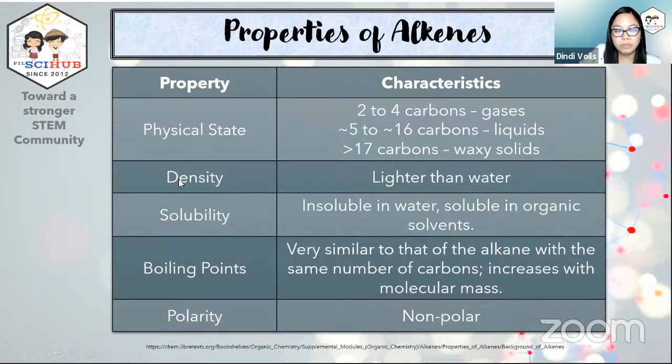And then, of course, we have this table with property versus characteristics. So physical state, similar to alkanes. If you have 2 to 4 carbons, they exist as gas. Around 5 to 16 carbons, alkenes are liquids. And then 17 carbons or more, they are waxy solids. Density is lighter than water. Solubility, it's insoluble in water, soluble in organic solvents. The boiling points are very similar to that of the alkane with the same number of carbons, and it increases with molecular mass because of increasing London forces of attraction. And then, of course, the polarity is generally nonpolar unless you have a polar substituent. It could exhibit some polarity on your structure.